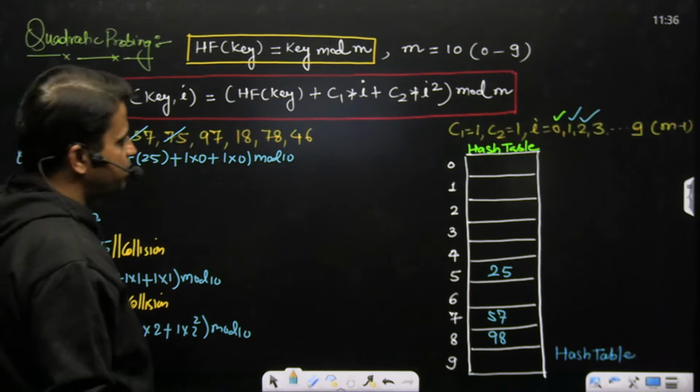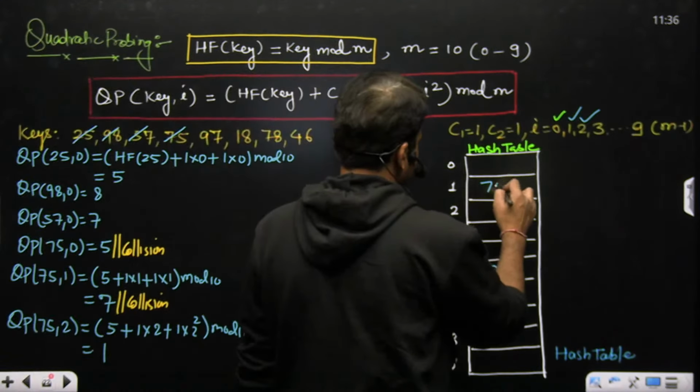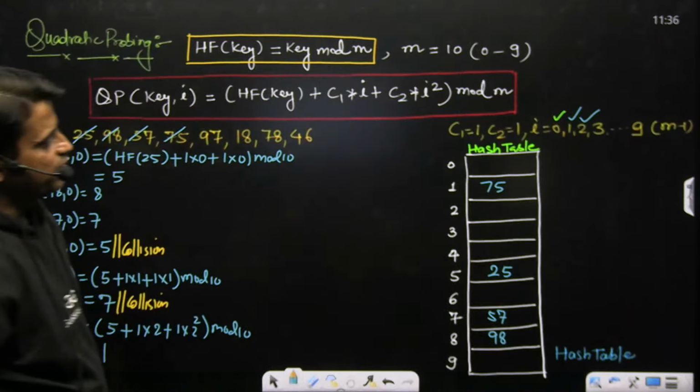So 75 is stored at this first index. 75 is stored at first index. Understood?